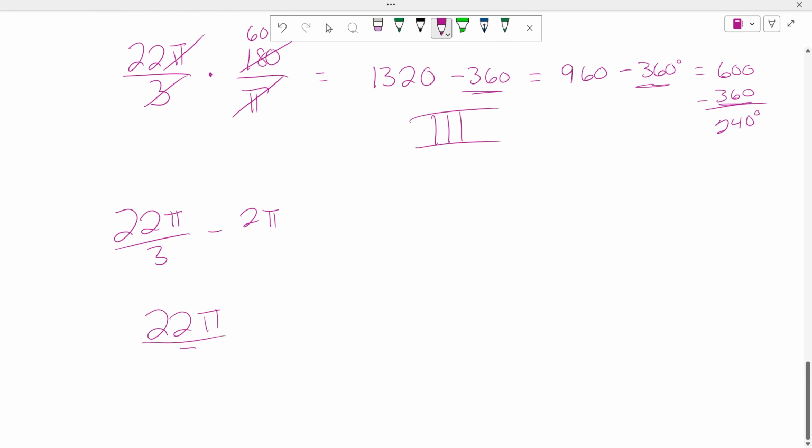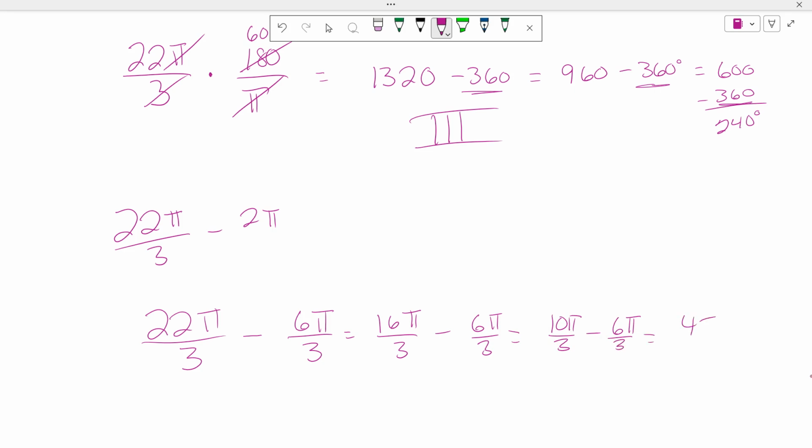To subtract fractions, you need a common denominator. So when you're working with coterminal angles in radians, you have to figure out what the denominator is, which is 3. 3 times 2 is 6. So 6 pi over 3 is 2 pi. So write the denominator down first, figure out what the numerator has to be to make 2 pi, and then subtract. So 22 pi over 3 minus 6 pi over 3 is 16 pi over 3. Then if we subtract another 6 pi over 3 from that, we get 10 pi over 3. If we subtract another 6 pi over 3 from that, we get 4 pi over 3.